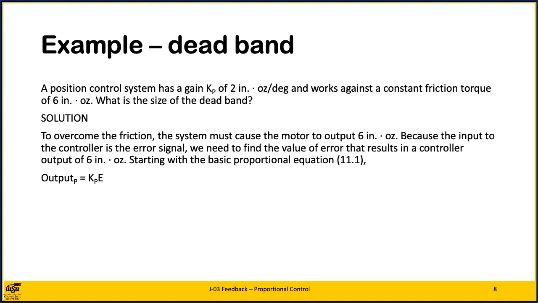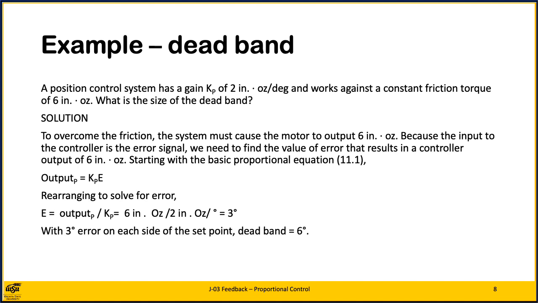Starting with the basic proportional equation, which we saw earlier in 11.1, the output due to proportion is equal to KPE. Rearranging to solve for the error, the error is equal to output over Kp, or 6 inch-ounces divided by 2 inch-ounces per degree, and it equals 3 degrees to one side. With a 3-degree error on each side of the set point, the deadband is 6 degrees.